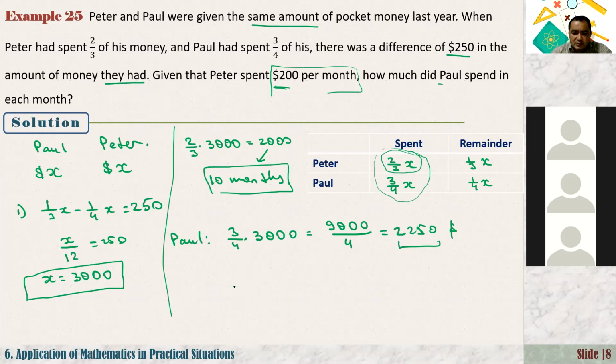So that means each month he spent 2,250 over 10. So Paul spent $225 every month, and Peter spent $200 every month. It's also a little bit tricky question, but not so hard. Sometimes questions are easy, but we should understand. That is the challenging part.